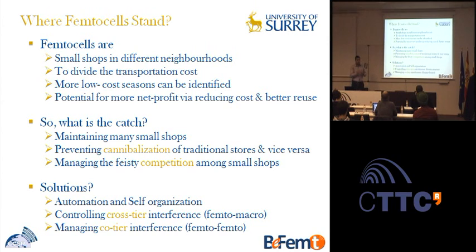And at the same time, it is important to have better control on interference in such a scenario, both cross-tier interference between femto and macro, and also co-tier interference, which is defined between femtocells. So these are major issues that should be considered in this picture of radio resource allocation.